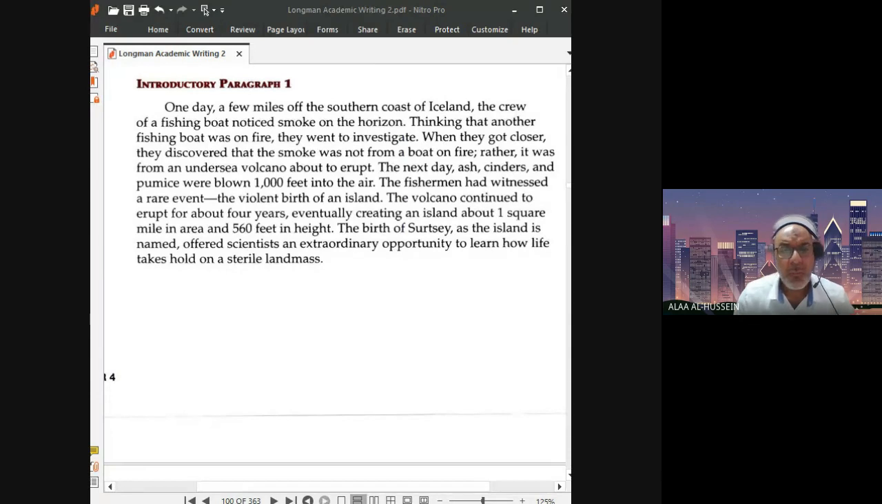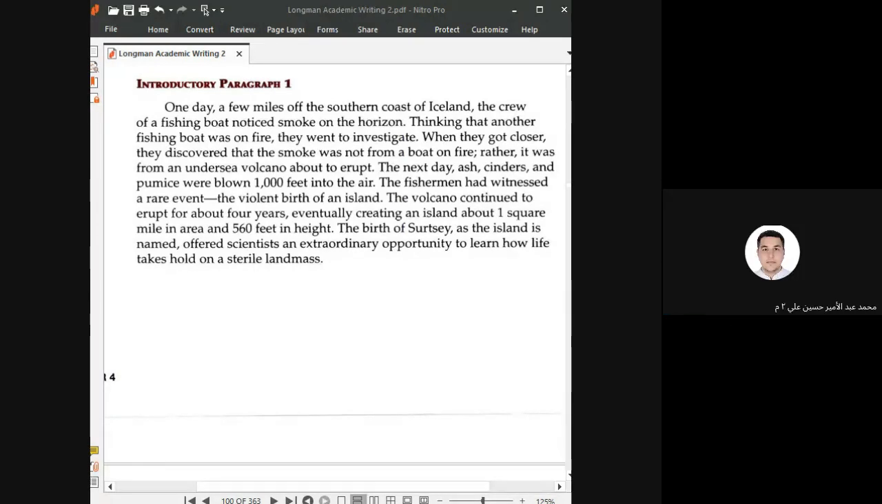to mention the reason. Muhammad Abdul Ameer. Yes, Doctor. One day, a few miles off the southern coast of Iceland, the crew of a fishing boat noticed smoke on the horizon. Thinking that another fishing boat was on fire, they went to investigate. When they got closer, they discovered that the smoke was not from a boat on fire. Rather, it was from an undersea volcano about to erupt.